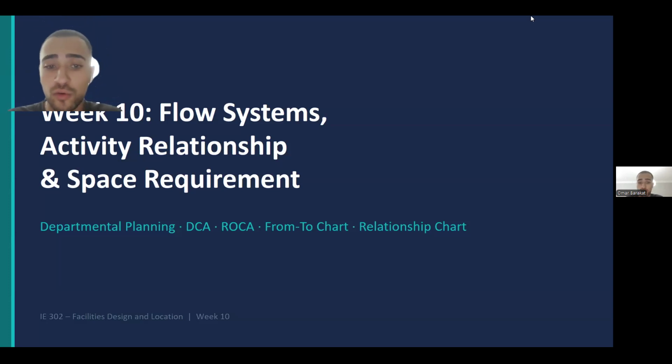This week, we cover the tools that let you design the cellular structure from scratch: how to plan departments, how to use the direct clustering algorithm and the rank order clustering algorithm to form manufacturing cells from a machine part matrix, and how to measure and visualize the flow between departments quantitatively and qualitatively.